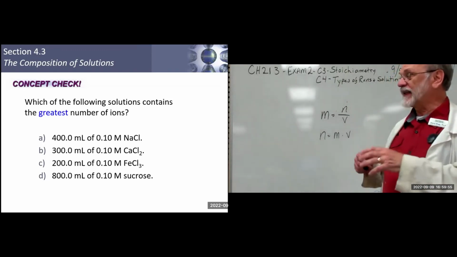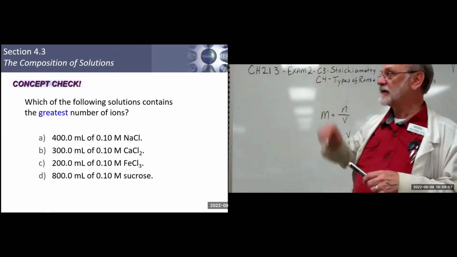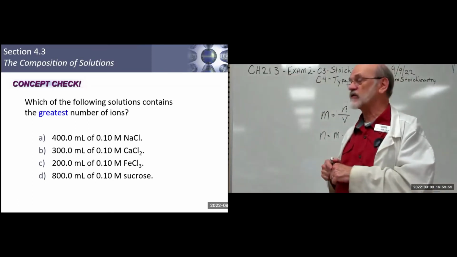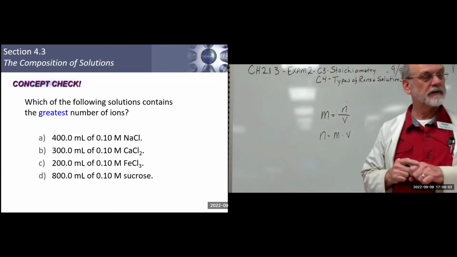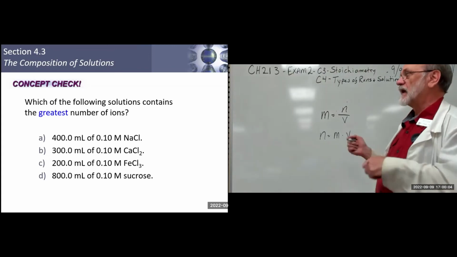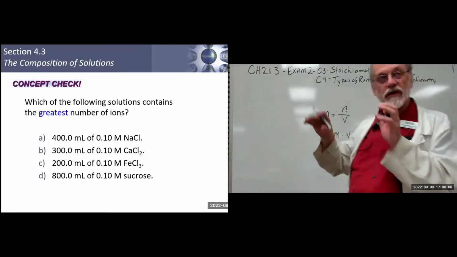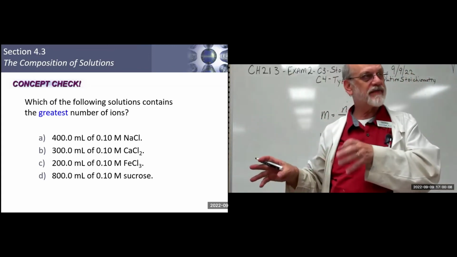So once you've got the number of liters, you can multiply by the concentration, and the concentrations are all the same, 0.1 molar. So that tells you how many moles of a compound you have. But how about the ions?